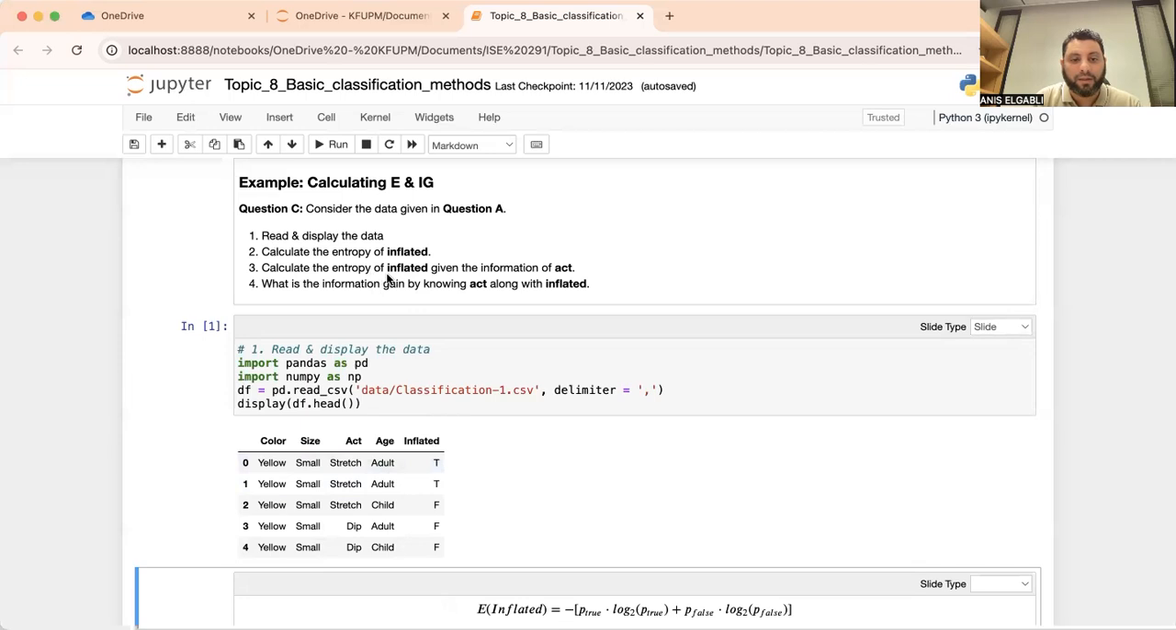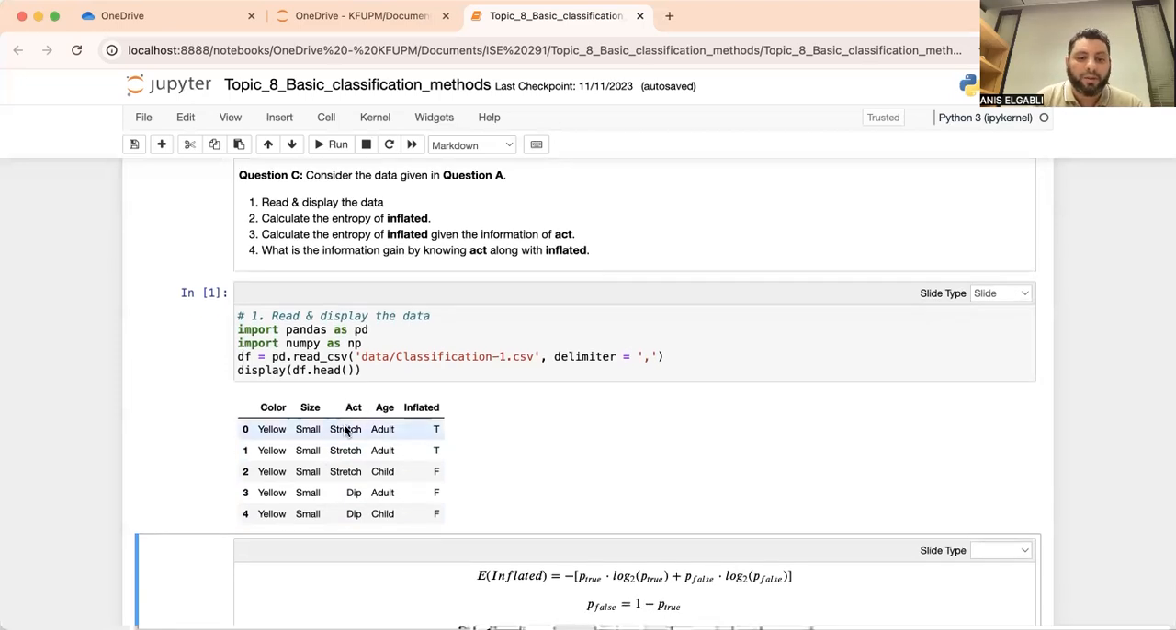Our goal here is to calculate the entropy of the target variable, inflated. Then we're going to calculate the entropy of inflated given we know the value of act. Act is one of the input features. And then we want to compute the information gain by knowing act along with inflated, so the information gain on inflated given that we know the value of act.